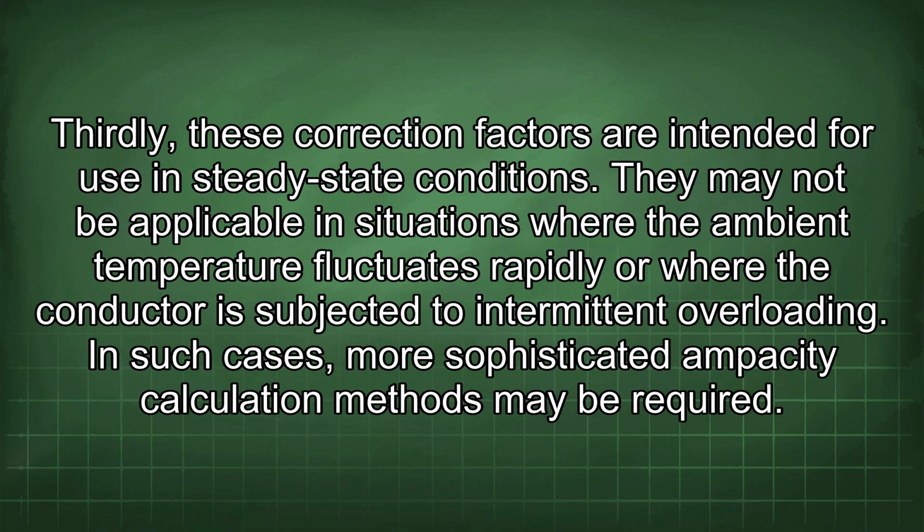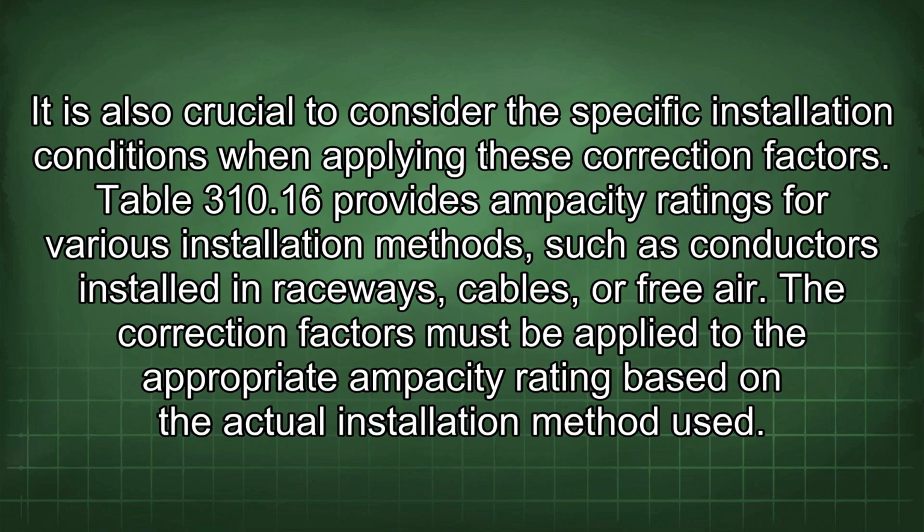Thirdly, these correction factors are intended for use in steady-state conditions. They may not be applicable in situations where the ambient temperature fluctuates rapidly or where the conductor is subjected to intermittent overloading. In such cases, more sophisticated ampacity calculation methods may be required. It is also crucial to consider the specific installation conditions when applying these correction factors. Table 310.16 provides ampacity ratings for various installation methods, such as conductors installed in raceways, cables, or free air. The correction factors must be applied to the appropriate ampacity rating based on the actual installation method used.